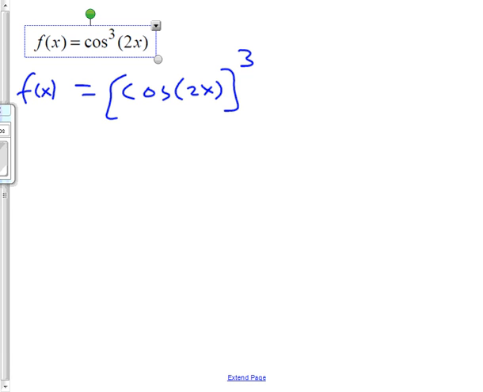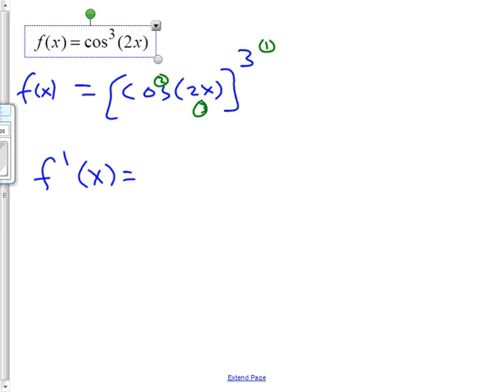The outer function, the first thing that we've got going on, is something cubed. The next thing is cos of x, and the third thing that we have is that innermost thing, 2x. So, f of x being something cubed, g of x being cos of something, and h of x being 2x. The way that I think you want to eventually get to is f prime of x.